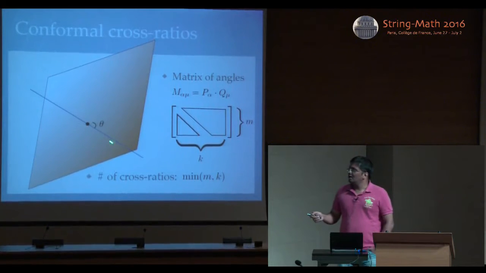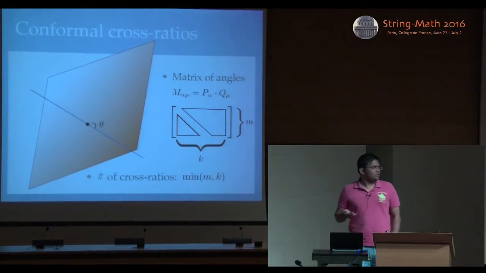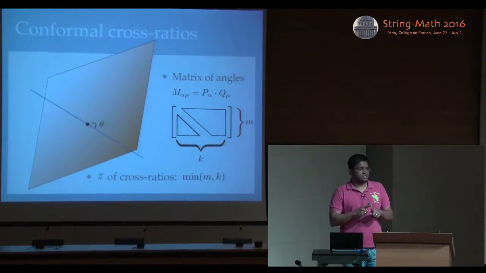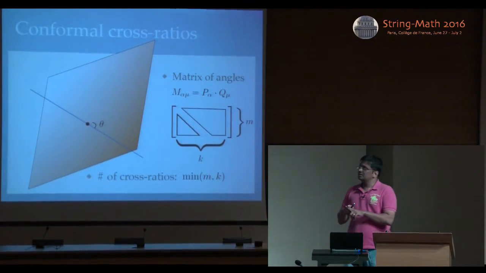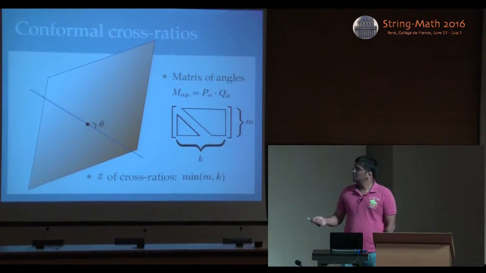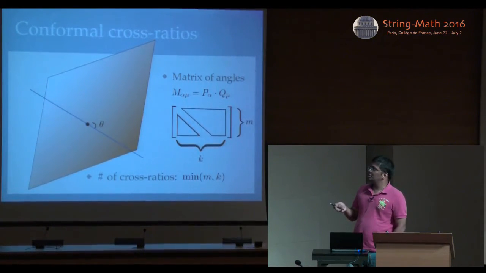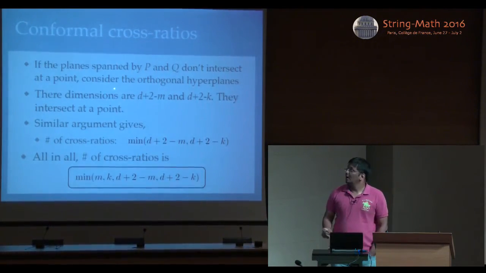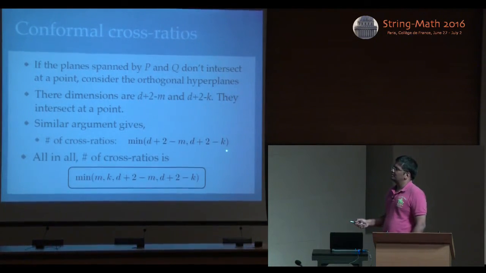Now over here, I've assumed that the planes spanned by P and Q intersect only at one point. But that need not be the case in general. They could also intersect if M and K are bigger than d, I guess, then they could also intersect at a multidimensional subspace. In that case, you simply consider transverse planes to these. They have dimensions d plus 2 minus M and d plus 2 minus K. And a very similar argument as before tells you that the number of cross ratios is the minimum of d plus 2 minus M and d plus 2 minus K.